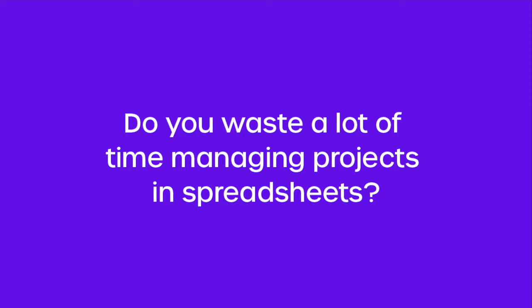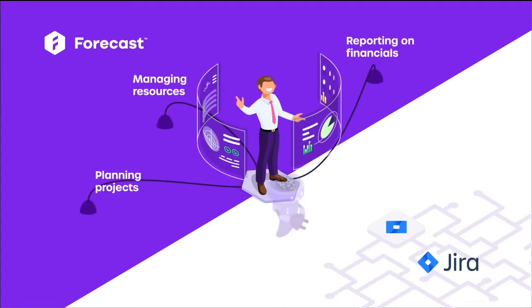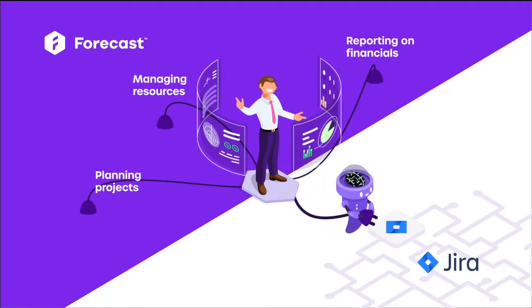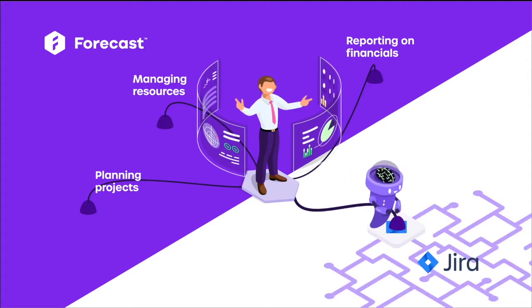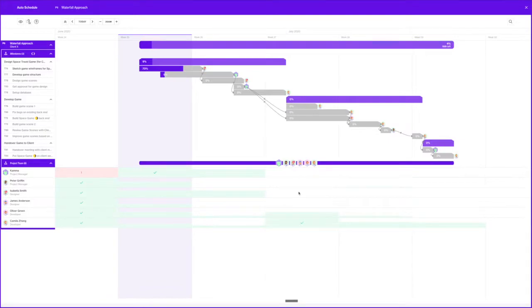Jira users waste a lot of time in spreadsheets. Forecast adds powerful automation and visibility to Jira to reduce the time spent managing resources, planning projects, and reporting on financials. Our AI builds a project plan complete with task estimations, resource assignments, and a predicted delivery date in seconds.